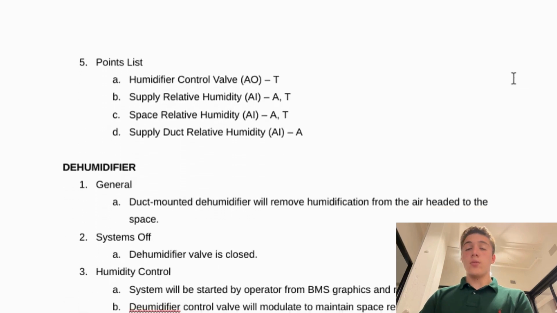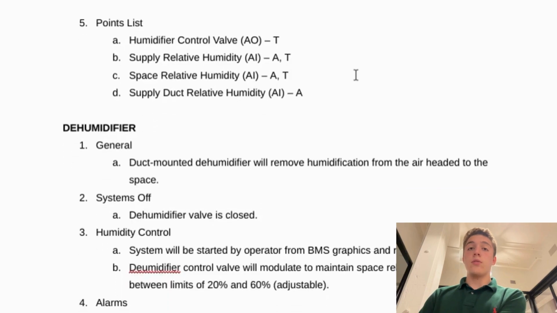Some points list are the humidifier control valve, which is an AO, an analog output, because that's the way that valves are controlled. This will be available in histories. The supply relative humidity and the space relative humidity are both AIs because these are controlled by sensors. They'll be linked to alarms. And we have a supply duct relative humidity, which will be linked to an alarm. This will not be available in histories.